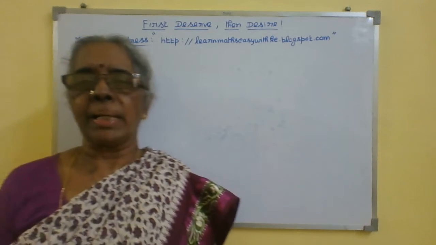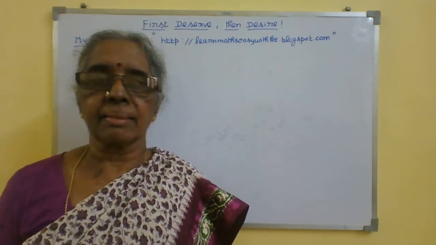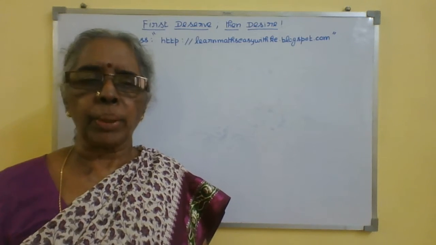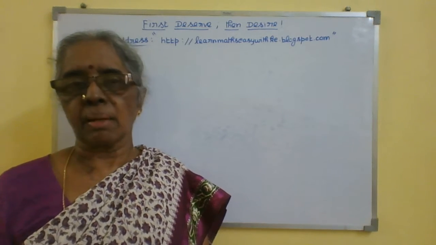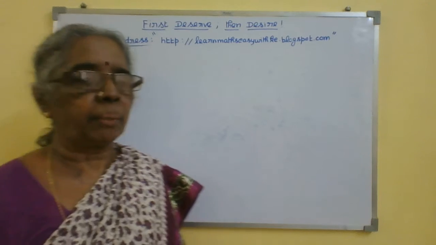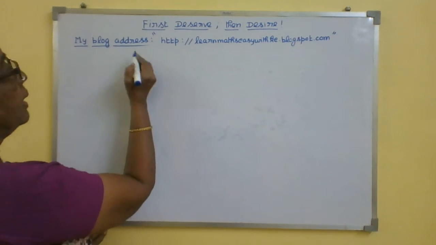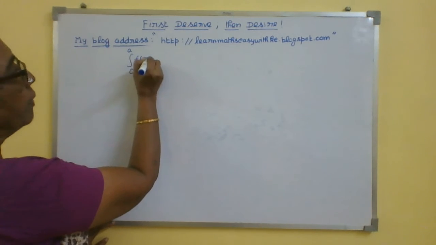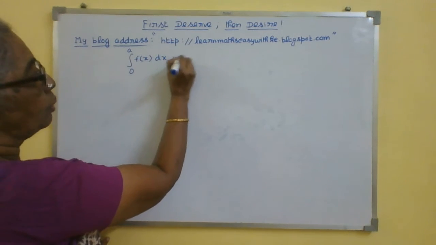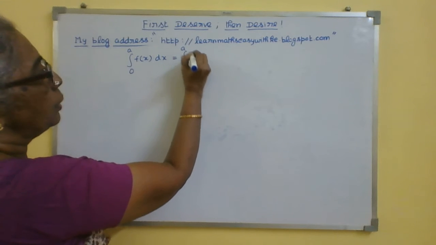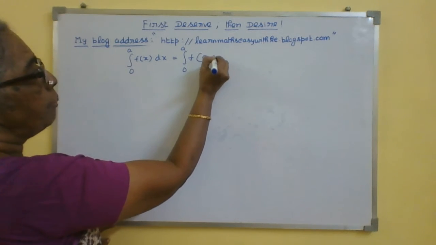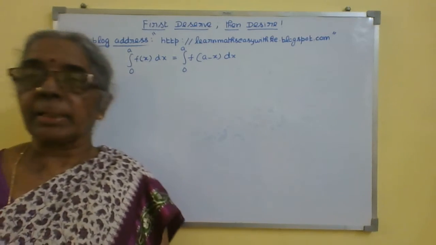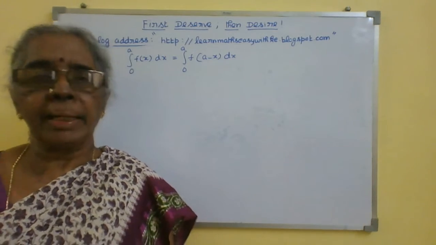There are many properties in definite integrals. Now let me take today one property which is really very important, which we'll be using in most of the sums. So that I will consider today. That property is integral 0 to a f of x dx is equal to integral 0 to a f of a minus x dx. This is a very important property which we will be using in many sums.